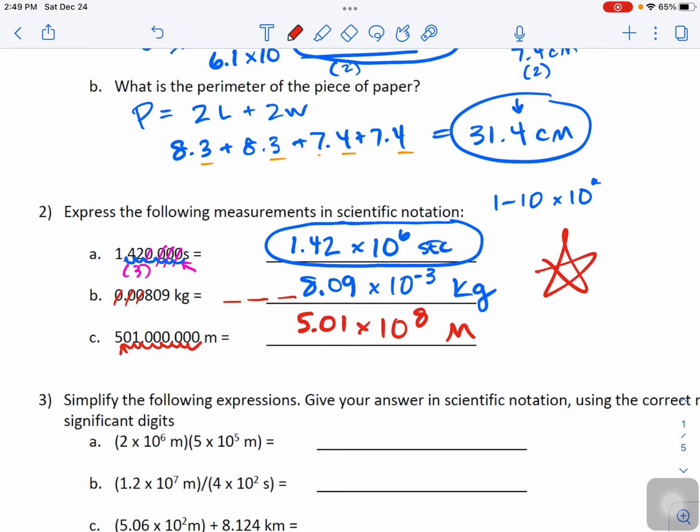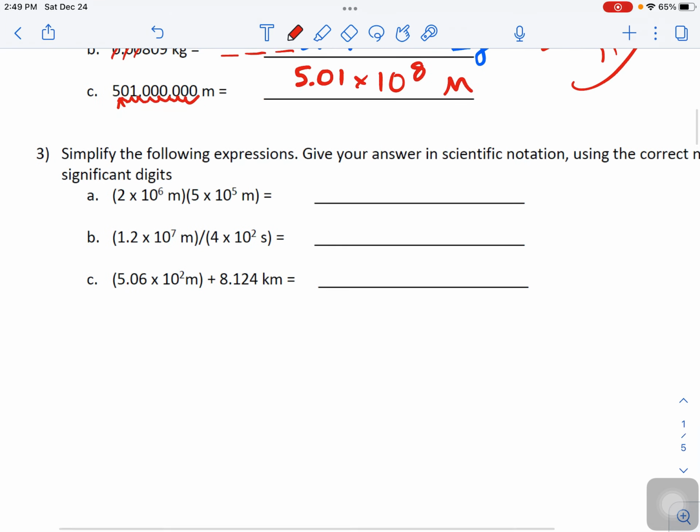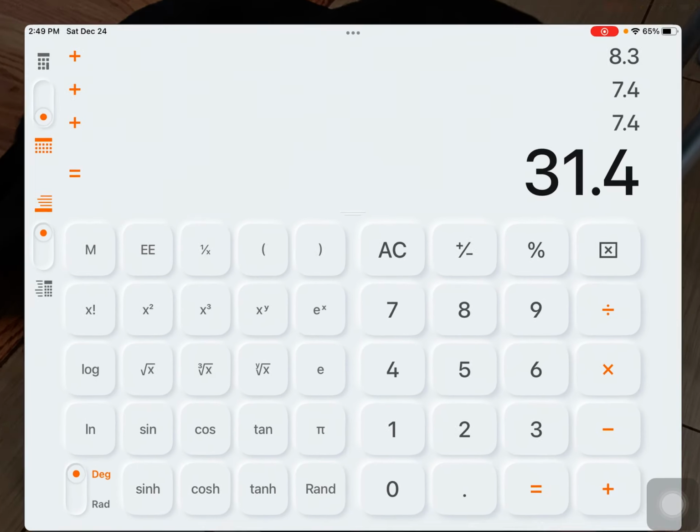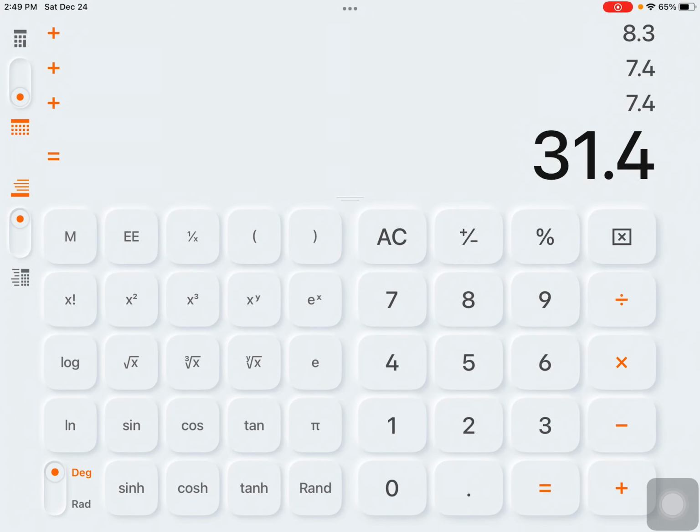Okay? These are all done. Good job with those. Okay? So, move on to number 3. And here's where we're doing a calculation using significant figures again. It looks like each of these have 1 significant figure. And if I'm going to put that into my calculator, let's go to the calculator here. And it looks like the numbers I'm going to plug in.